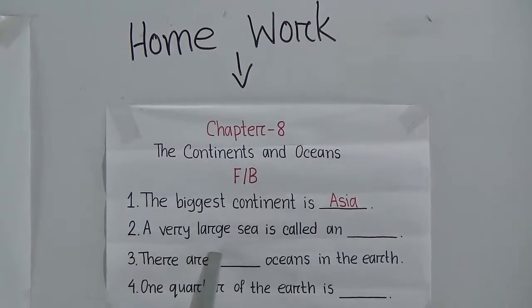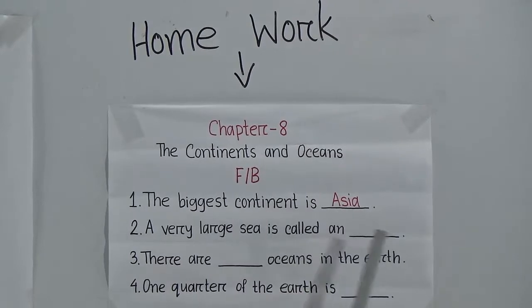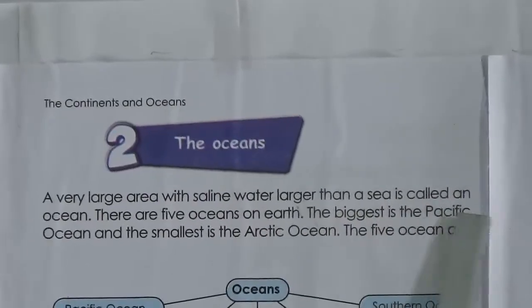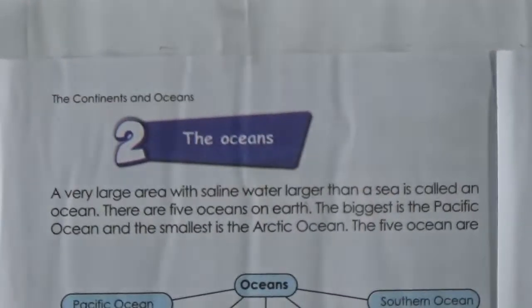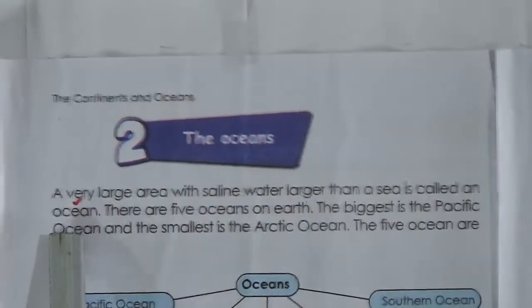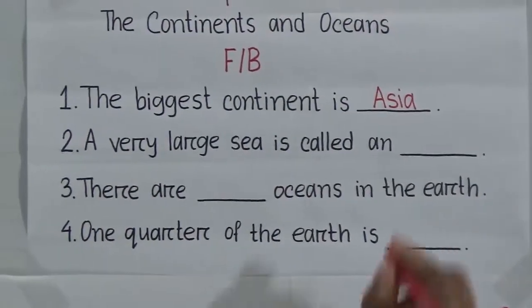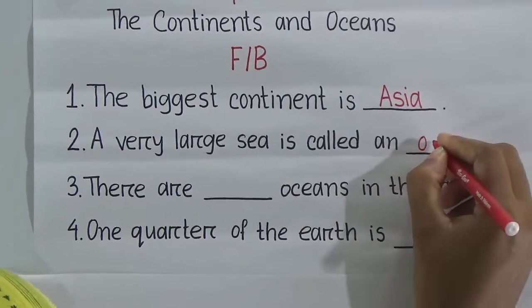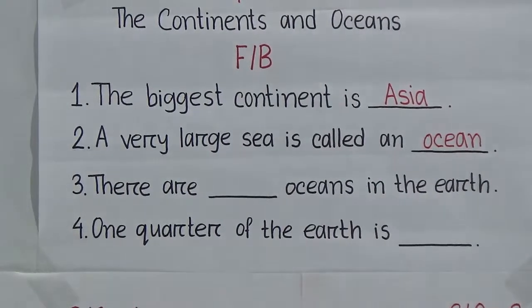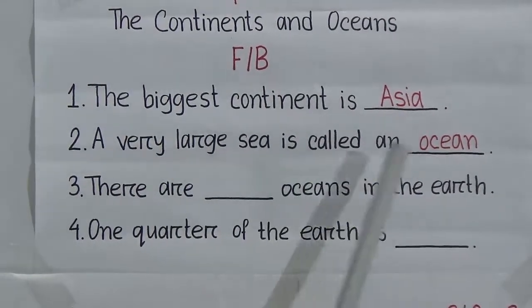Number 2, a very large sea is called an dash. We have learned in lesson 2. A very large area with saline water larger than a sea is called an ocean. Look here. In the definition of ocean, we find the answer. So, a very large sea is called an ocean. In the gap, the word will be ocean. O-C-E-A-N. Ocean.